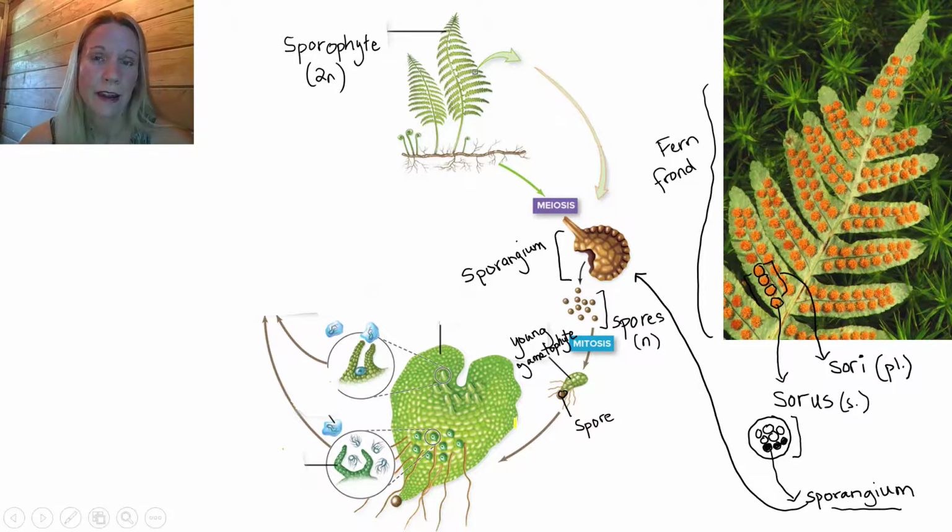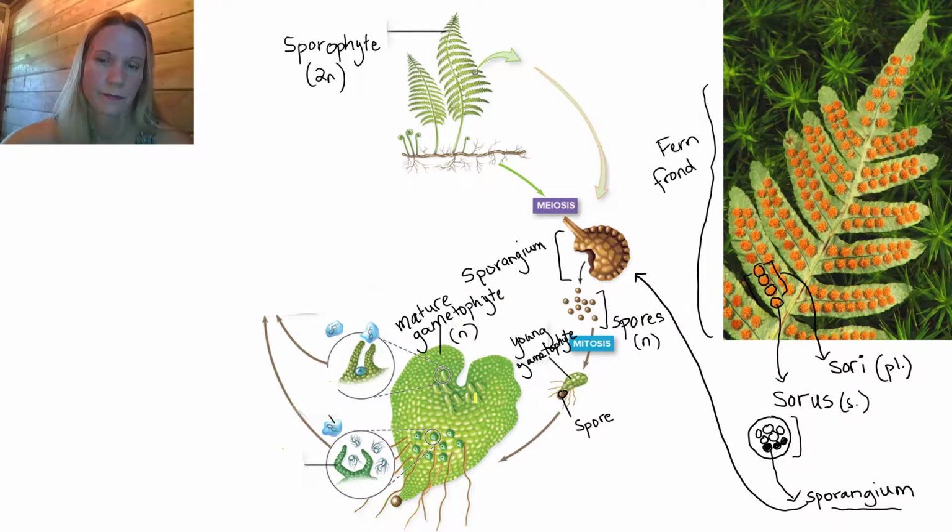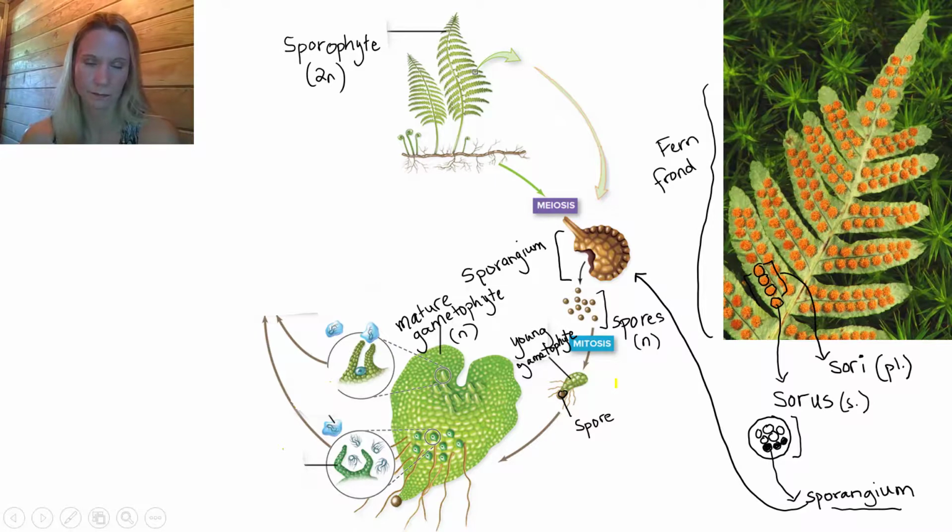And then that gametophyte divides by mitosis, forming a multicellular structure. And that multicellular structure looks like a heart, doesn't it? It's green. It looks like a green heart. So I always talk about this gametophyte. This is the mature gametophyte of the fern, but it's a heart-shaped gametophyte. And it would, of course, be haploid, like the spore that it came from.